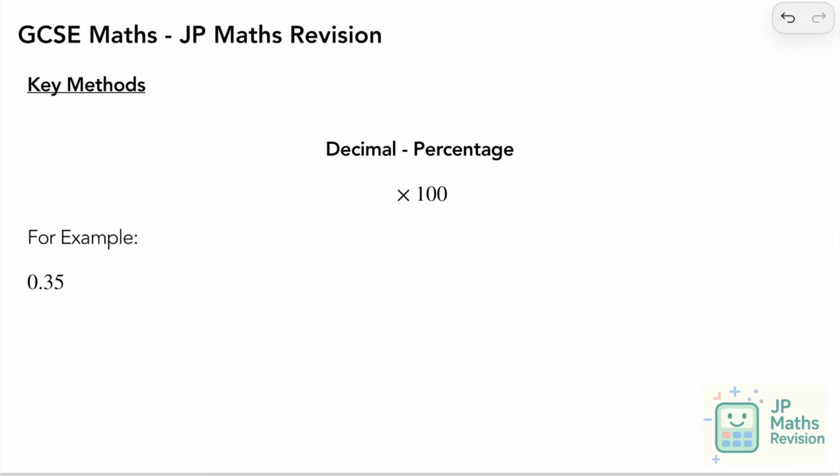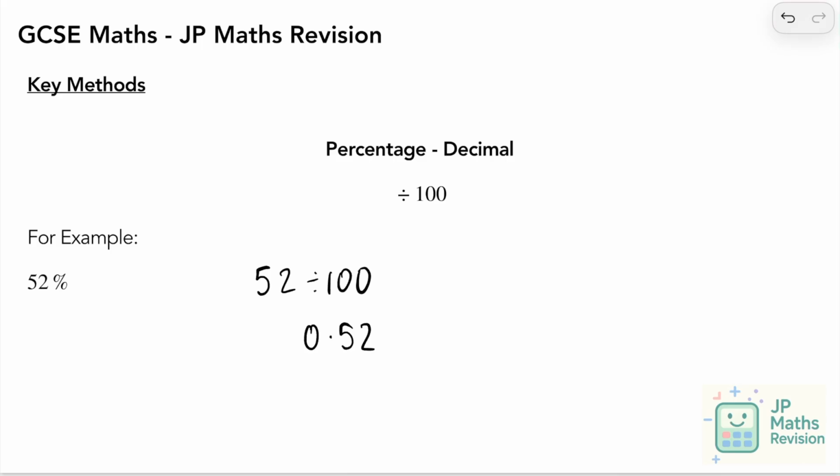So decimals to percentages, all we do is multiply by 100. So if we have 0.35, to get that as a percentage, we do 0.35 times 100, so that's going to be 35%. To get from a percentage to a decimal, I divide by 100. So if I have 52%, I'm going to do 52 divided by 100. So that's going to be 0.52.